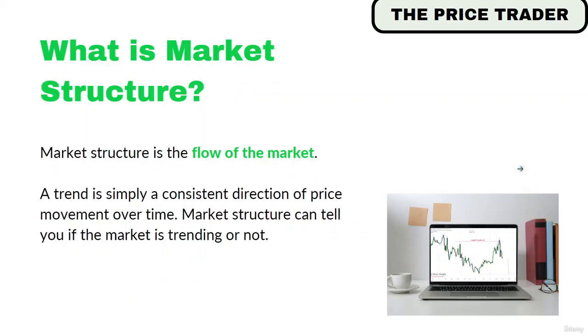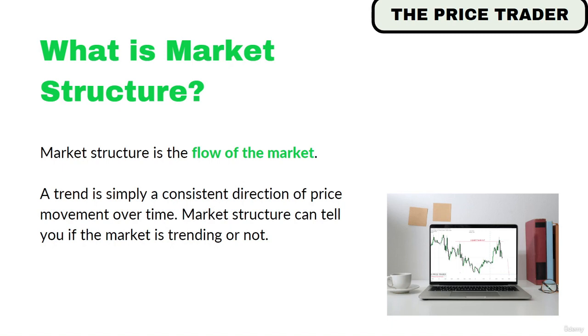So what is market structure? Market structure is simply the flow of the market. The ebb and flow of the market can be determined by market structure. When the market, for example, is moving lower, how do we know that the market is turning? We can use market structure to know that the market may reverse from that downtrend. And if it is going higher, we can also determine if the market is continuing to move higher and higher, or it's reversing. You can determine that from market structure.